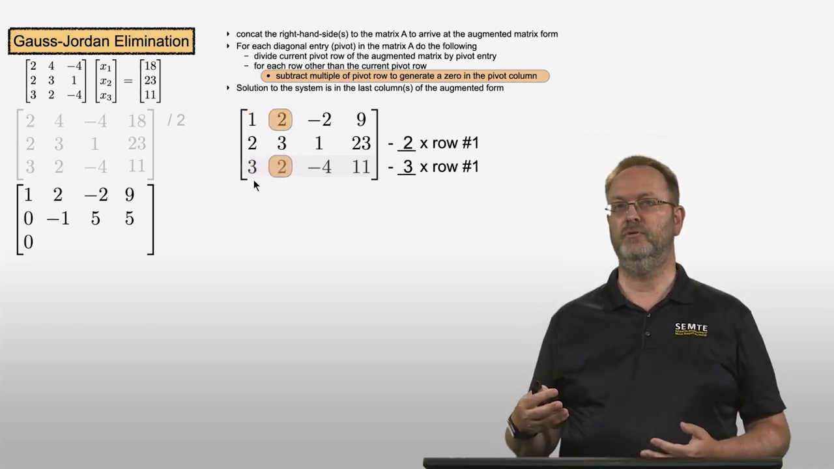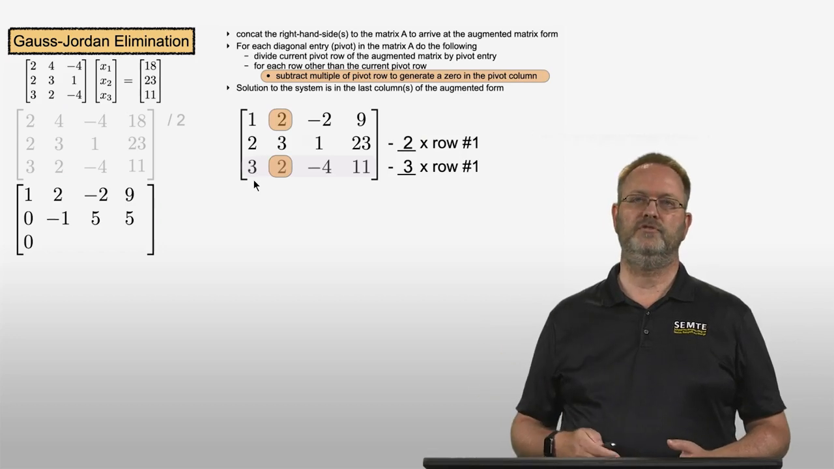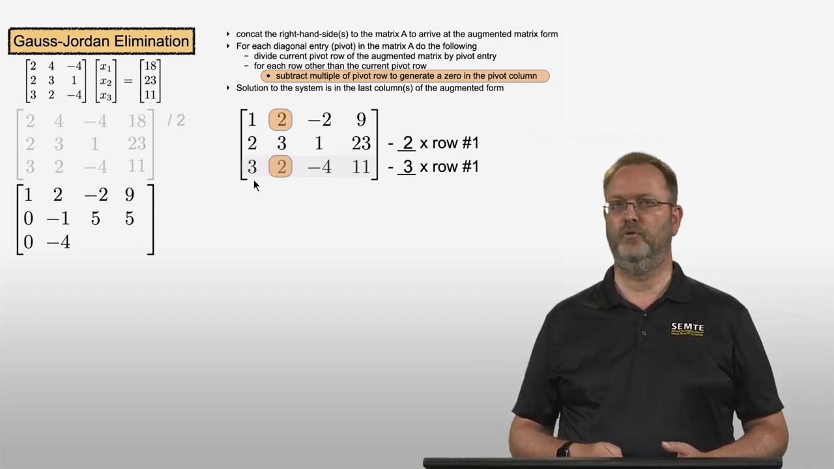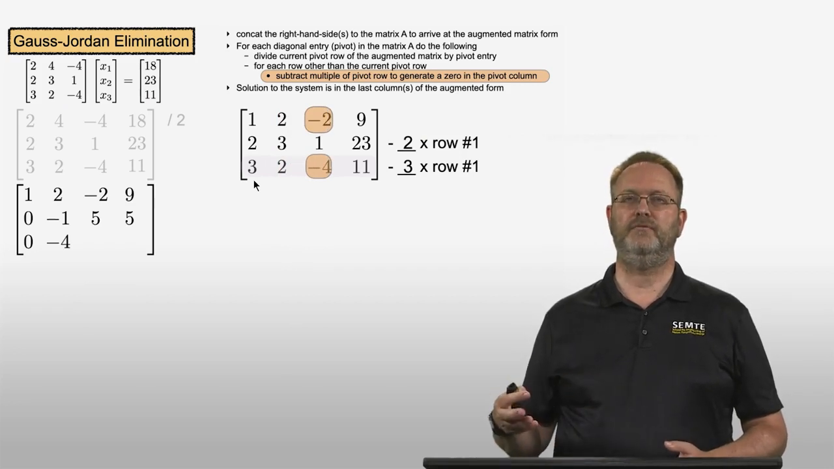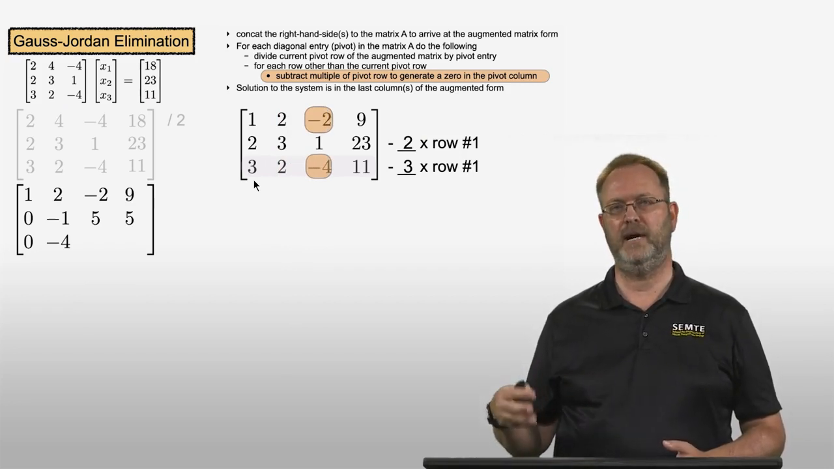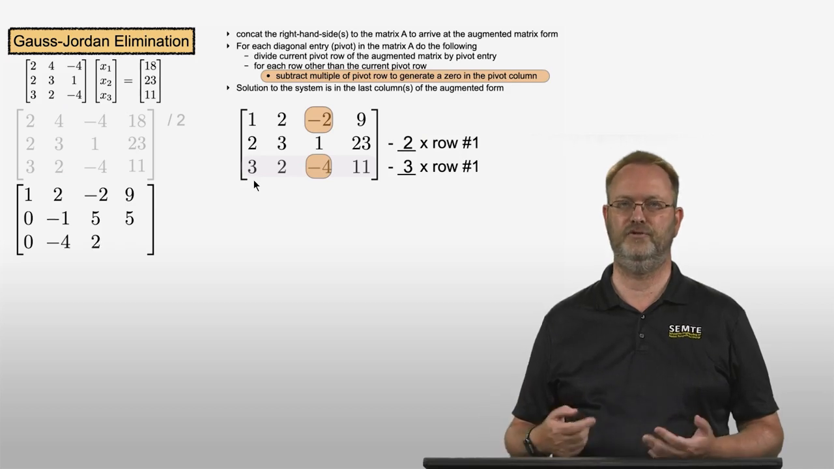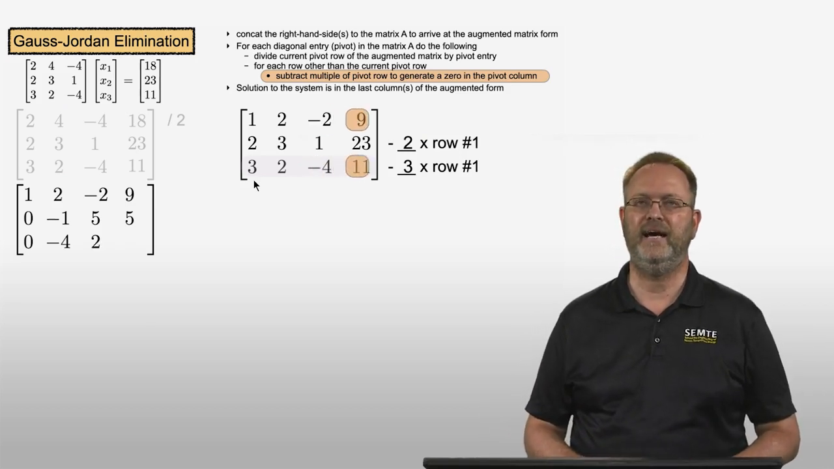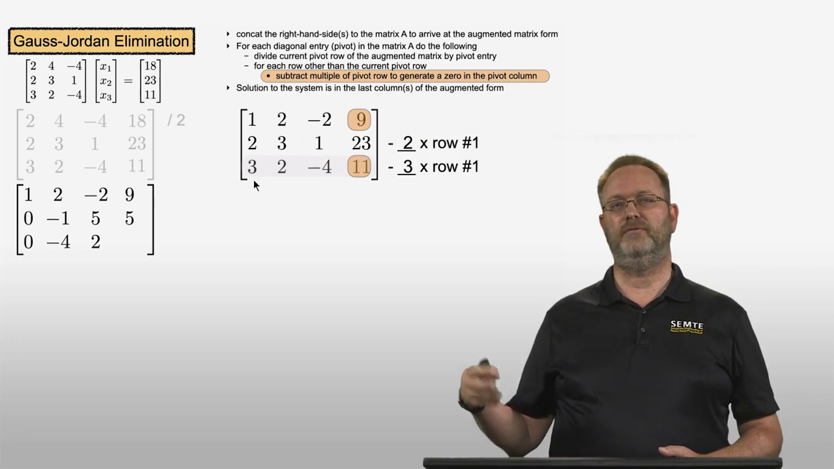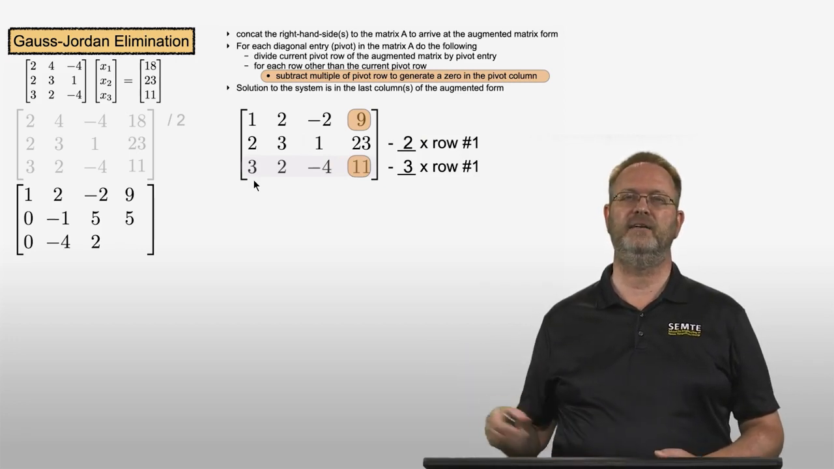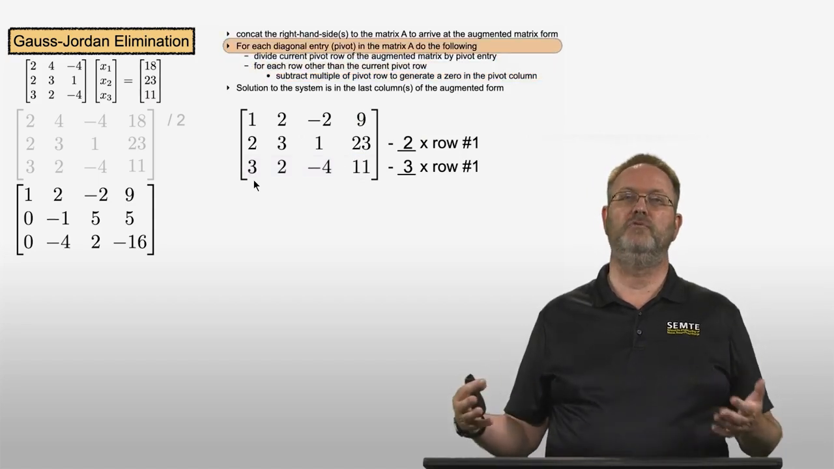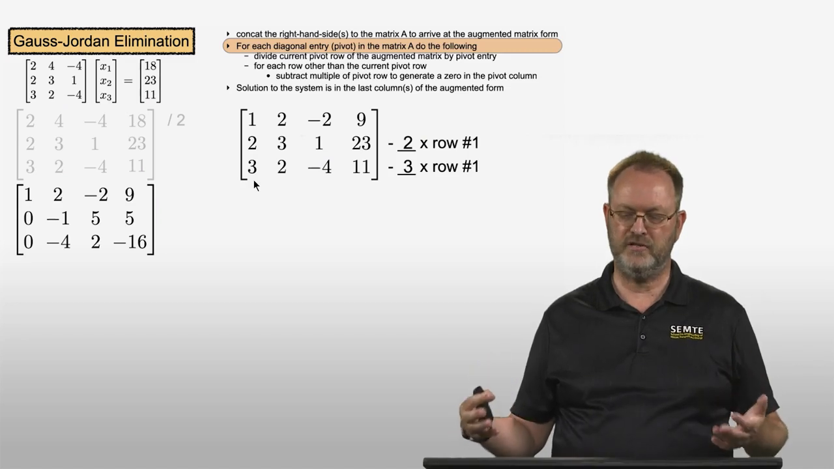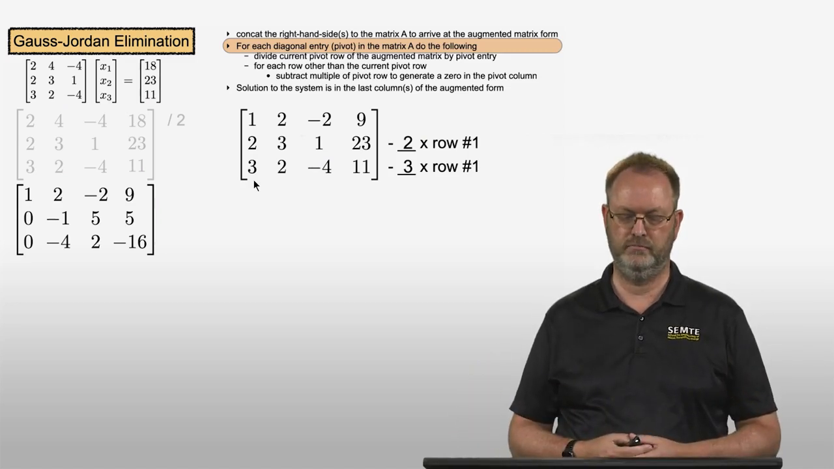Next up is 2 minus 3 times 2, so 2 minus 6, that's negative 4. The next column is negative 4 minus 3 times negative 2, that's minus 4 plus 6, that's 2. And then finally I have 11 minus 3 times 9, it's 11 minus 27, that's negative 16. Okay, so now I have done these operations for each row that was not my current pivot row.